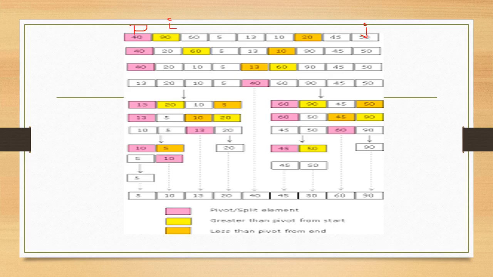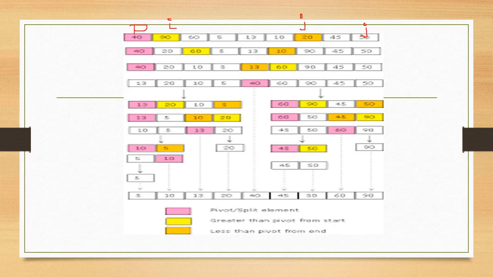So now the value at i is 90, which is found to be greater than the pivot, so I am not going to increment it further. I am fixing the position of i. Here at j I have 50, which is not less than the pivot element, so I am decrementing it further. Now j comes here, it is 45, not less than the pivot element. Then j comes here, now the new position of j is here. After decrementing, I found that the j element, 20, is less than 40.